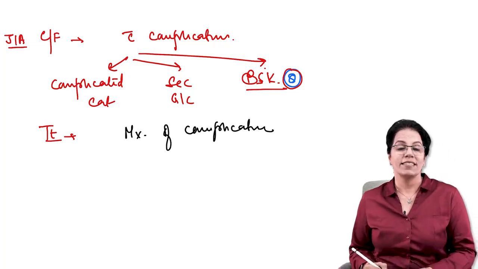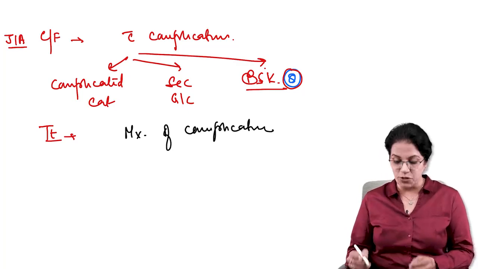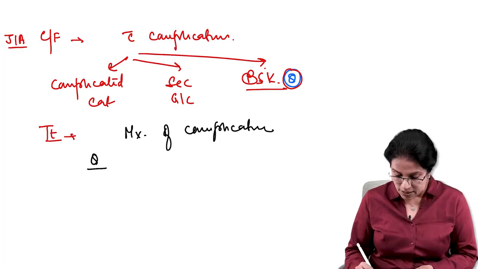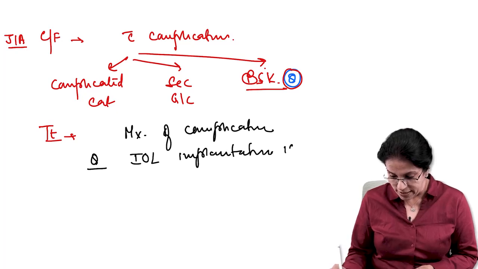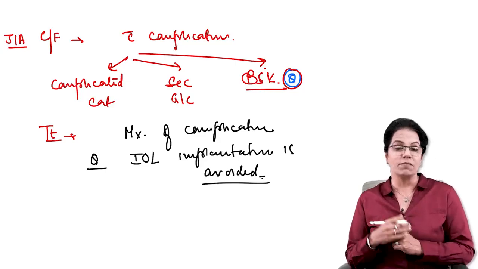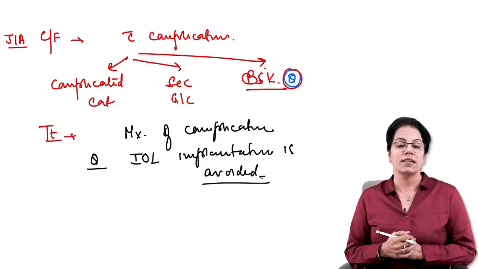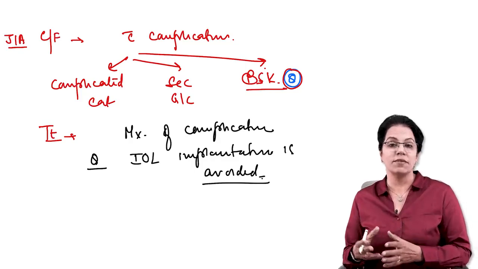Okay? Suppose he presents with cataract and you have to operate the cataract. This exam question: will you like to put an IOL? No, IOL implantation per se is avoided. Why? Because it can aggravate inflammation and can lead to blinding, can be as severe as loss of vision. Okay, so we have to be very careful because IOL is a foreign body.